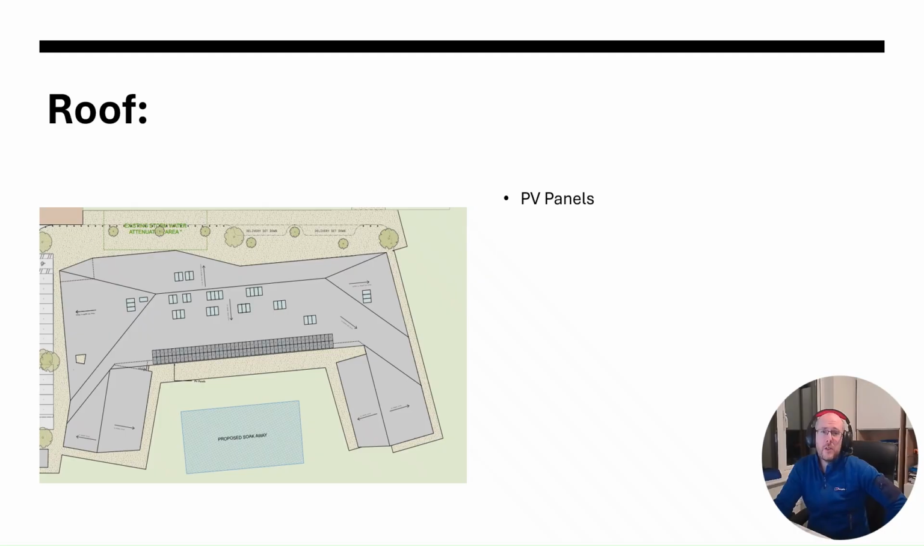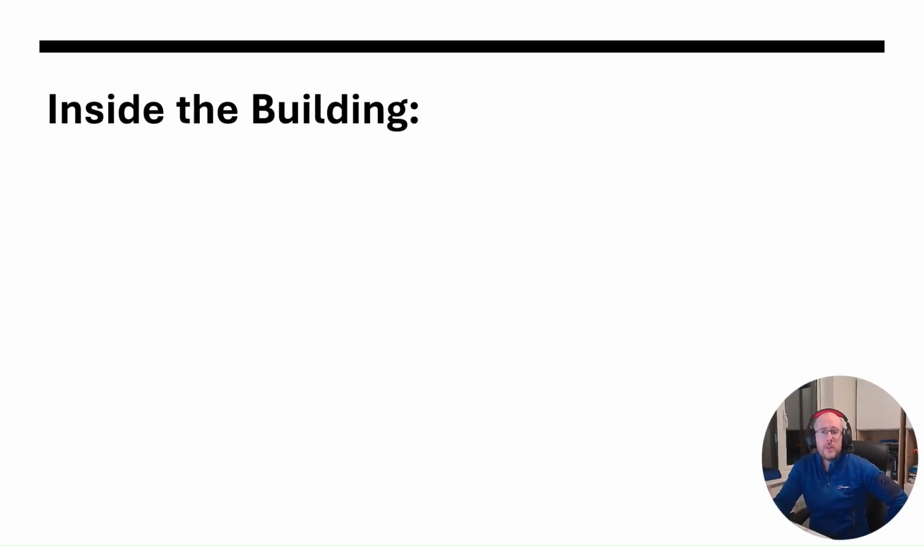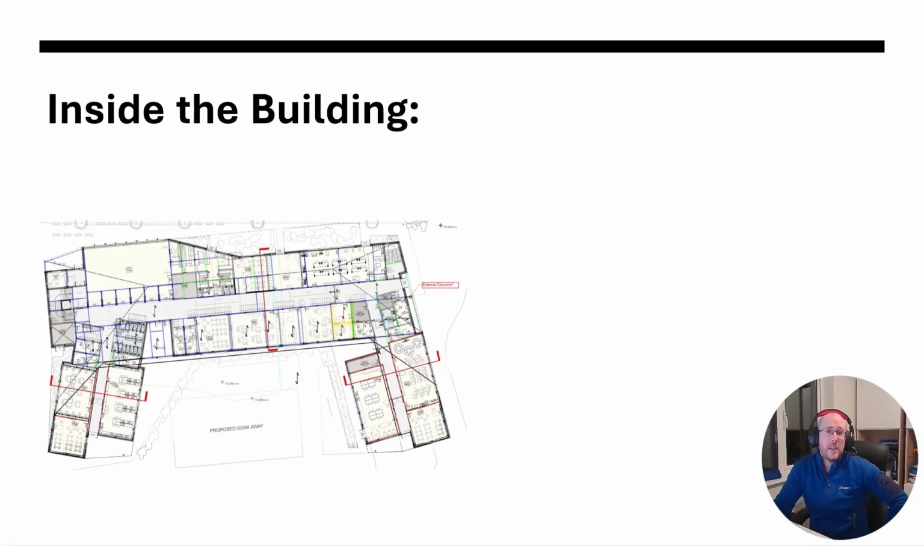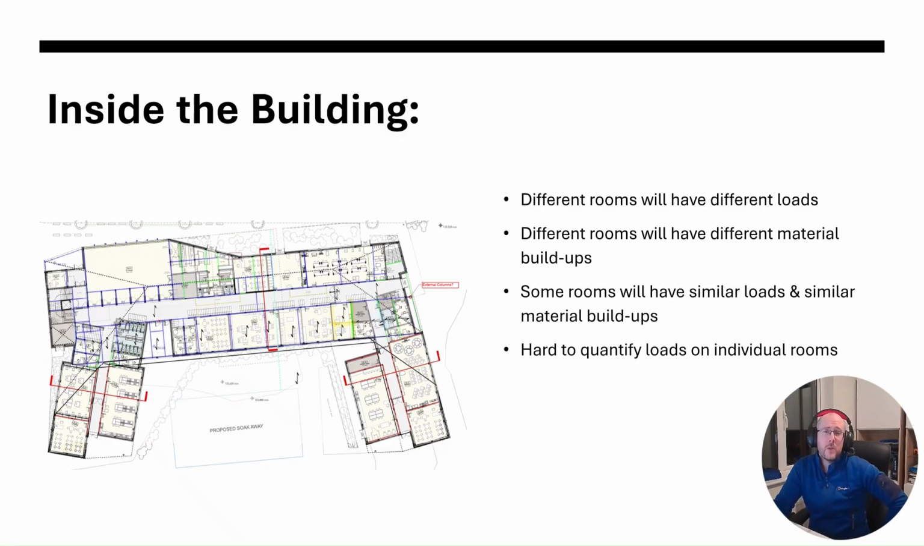The engineer will have to determine what load is due to PV panels, what load is due to the MVHR system, what loads are due to suspended ceilings, battens, roof tiles, roof imposed loads, snow, timber rafters, plywood sheets, vapor control layers, etc. So it is quite complicated. And then of course if you're to look inside the building, it's even more complicated. Different rooms will have different loads, different rooms will have different material build-ups, some rooms will have a similar load and similar material build-ups. This is hard to quantify loads for individual rooms.